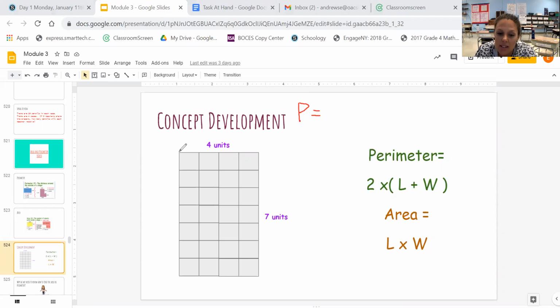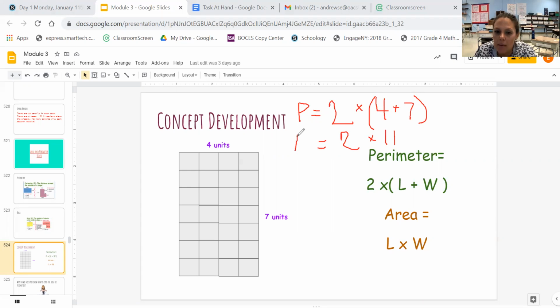I know that because it's a rectangle, this side is 4 and this side is 4. I also know this side is 7 and this side is 7. So I'm going to do 2 times 4 plus 7, the length and the width. First, order of operations, I would start by adding my 4 plus 7, which we know is 11. And I would multiply that by 2.